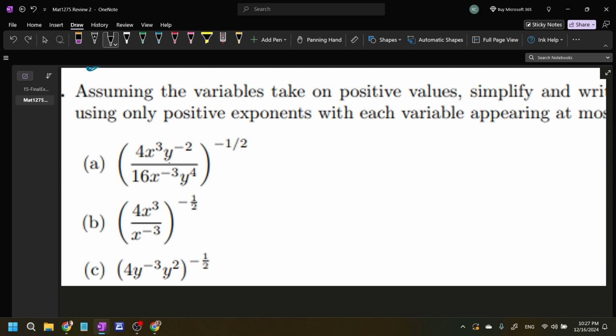Let's start on the inside, and let's remember our exponent rules. Remember, a to the 3 divided by a to the 5 is a to the 3 minus 5. So when we're dividing, we're subtracting our exponents. Okay, so let's start off. Let's first look at the constants. 4 over 16 is going to simplify down to 1/4.